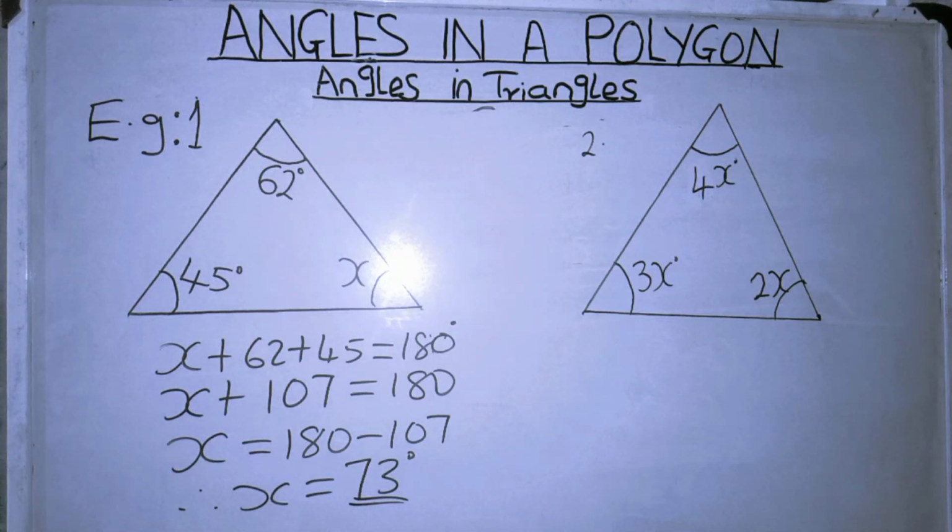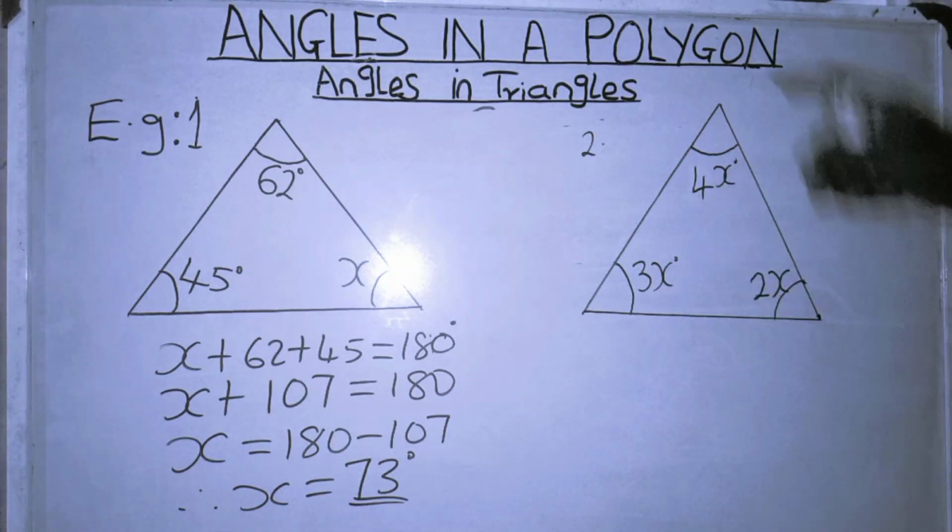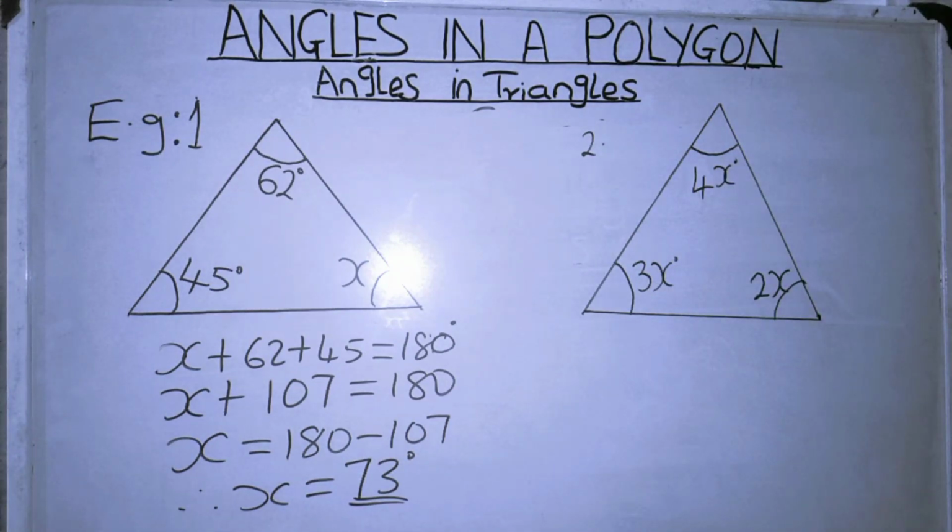I hope this is quite clear. All right, so let's move to the second question. Still the same approach, because the sum of the interior angles of any triangle is equal to 180 degrees. Maybe you can pause the video and give this one a try.